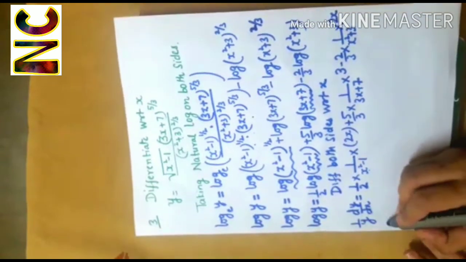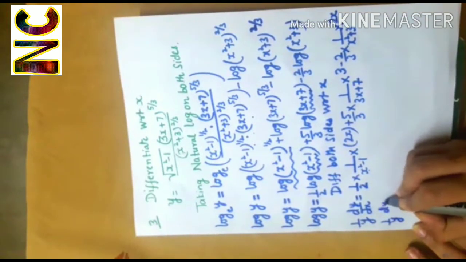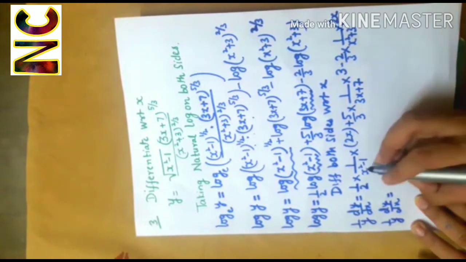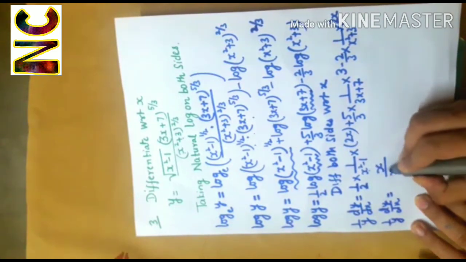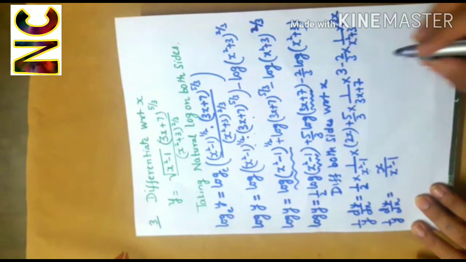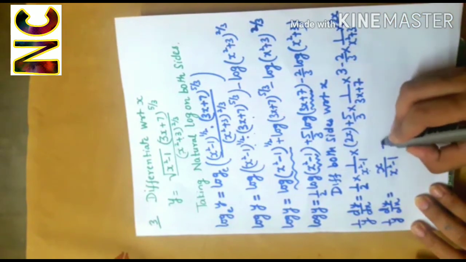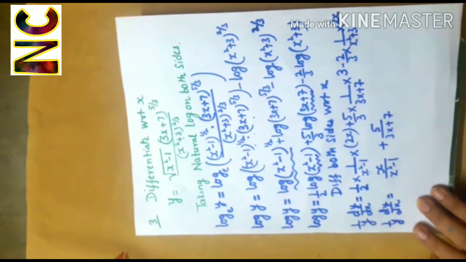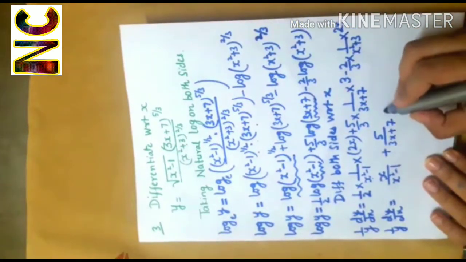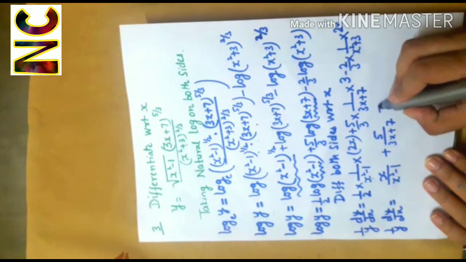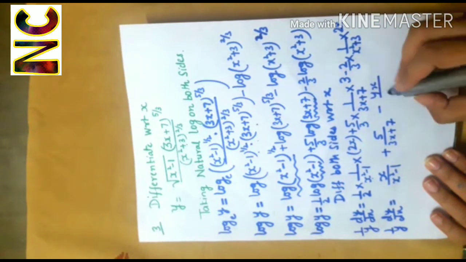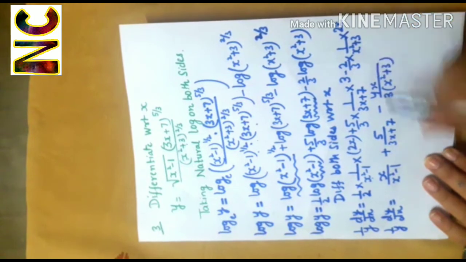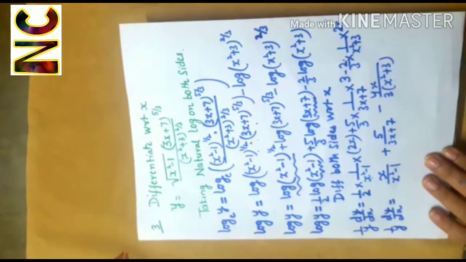So I'll be getting 1 by y dy by dx: this will get cancelled out, so x over x square minus 1. This will get cancelled out, so 5 over 3x plus 7. And here it is minus 4x over 3 into x square plus 3. 2 into 2x will give you 4x.